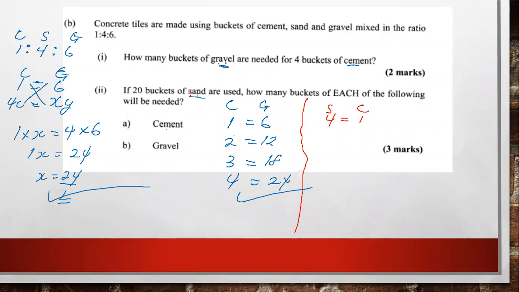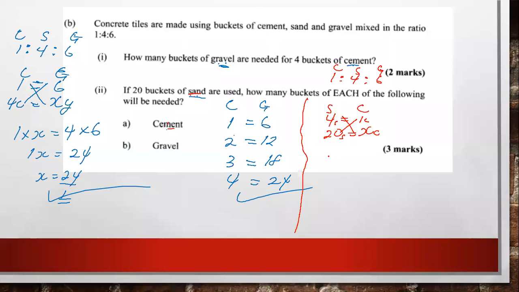What do they say now? If you have 20 buckets of sand, you put 20 here. If you have 20, how many cement do you want? You put X, then you cross multiply. Everybody see what I'm doing? Look at it this way. You have 1 to 4 to 6. This is cement, sand, and gravel. So for the first part, they say sand, so you take the sand with the cement. That's what you're comparing, sand and cement. So you write first, from the ratio itself, 4 sand will give me 1 cement. So you put that down. Then you put the sand part, 20 sand, here. Then it'll be 1 cement and X cement. Then you cross multiply.